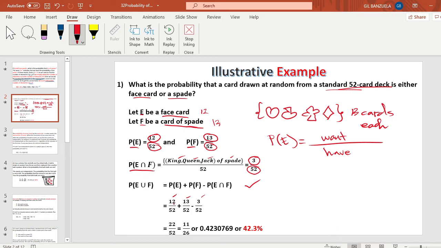Then let's simplify. 12 plus 13 is 25, minus 3, so that would be 22 all over 52, or simply 11 over 26, or 0.4230769, or simply 42.3%. So therefore, the probability that a card drawn at random from the standard card deck is either a face card or a spade is 42.3%. So that's it.